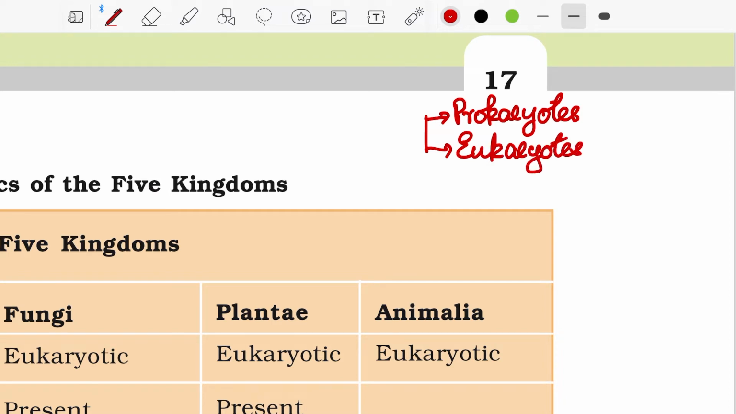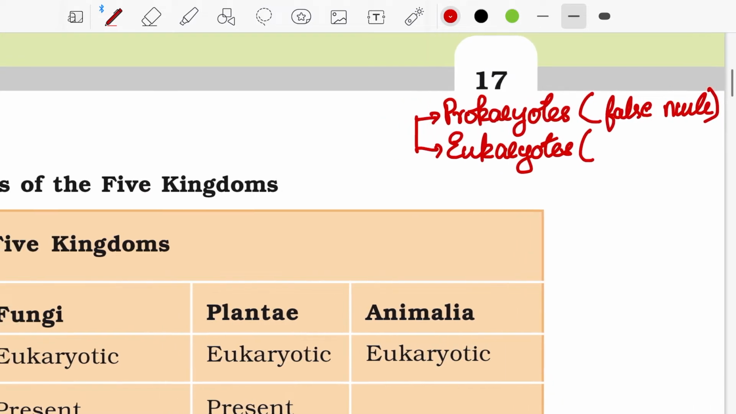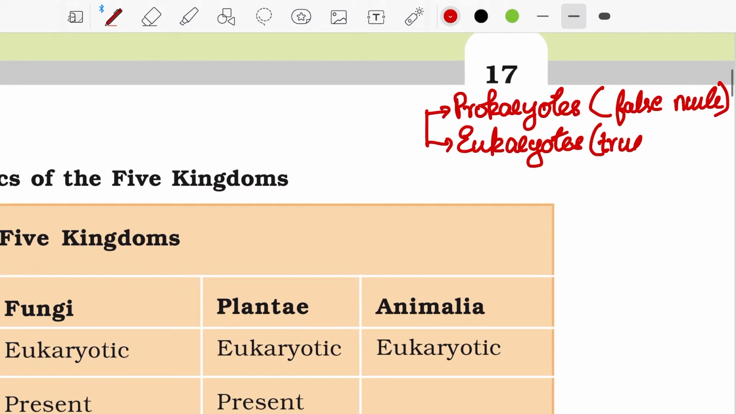So what are prokaryotes? Prokaryotes are the organisms which don't have any true nucleus; a false nucleus is present for these prokaryotes. Alright, then what are eukaryotes? Eukaryotes have a true nucleus. This is a major criterion for the classification of organisms into prokaryotes and eukaryotes. Prokaryotes have false nuclei and eukaryotes have the true nucleus.